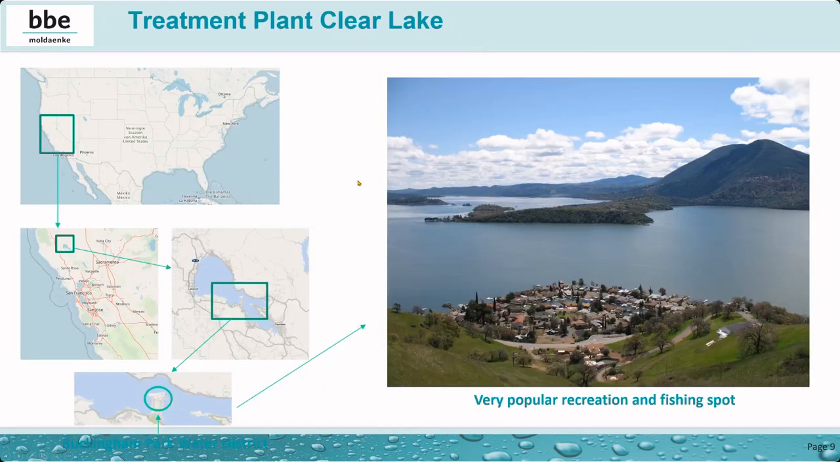I come to another spot. It's a treatment plant at Clear Lake. It's in California, US, and then there's Clear Lake at Buckingham Park. They have a treatment plant. It's a very popular recreation and fishing spot, and they have sometimes really big problems with algae. We'll show you later on.